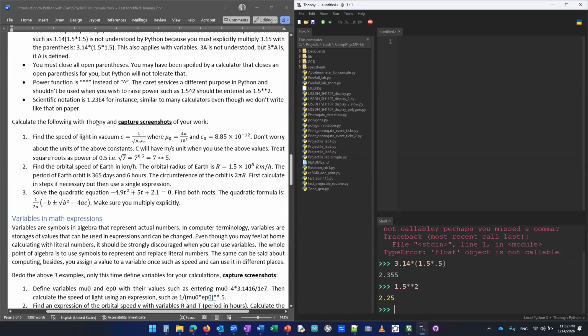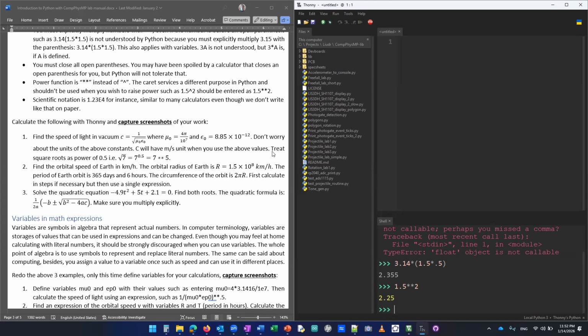Okay. So now let's go ahead and do some calculations. These calculations are all physics related. So first we want to calculate the speed of light in vacuum, which is 1 over the square root of these two numbers multiplied together. They're products, so you don't need to worry about the units because they're all using standard units. And the result will be meters per second for the speed of light.